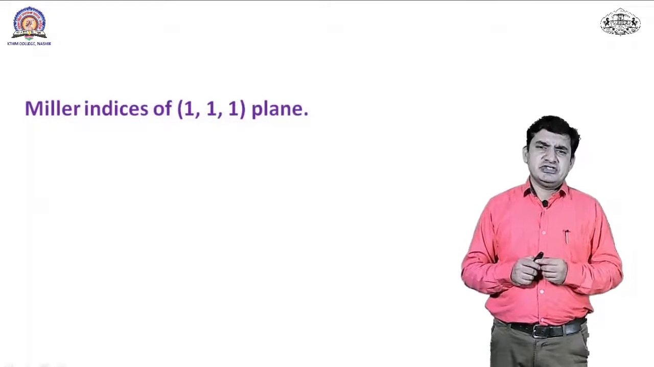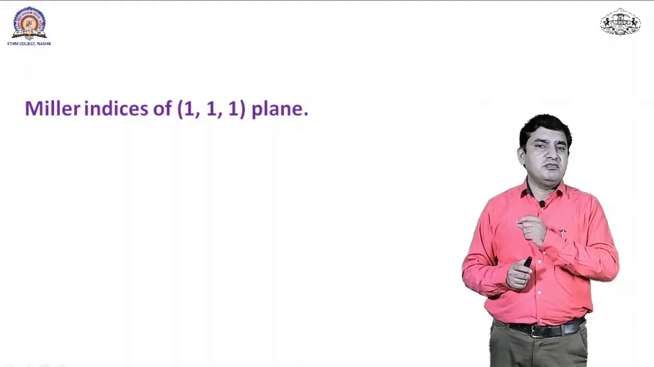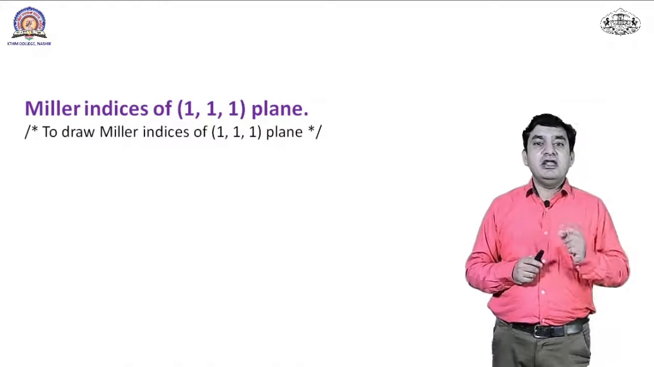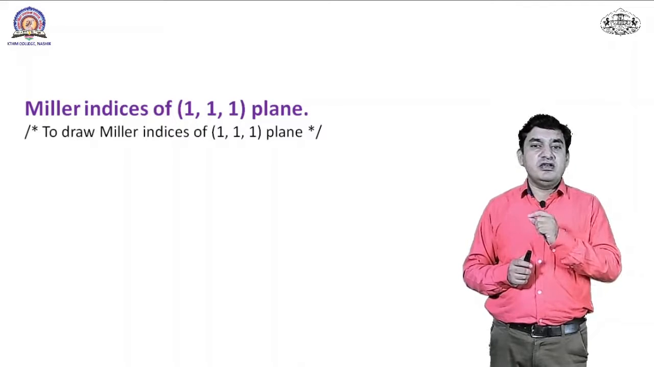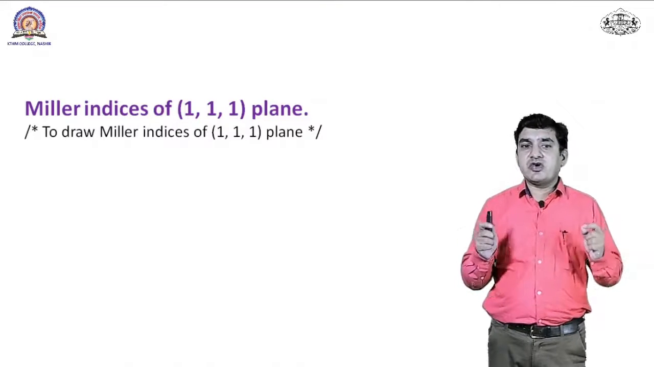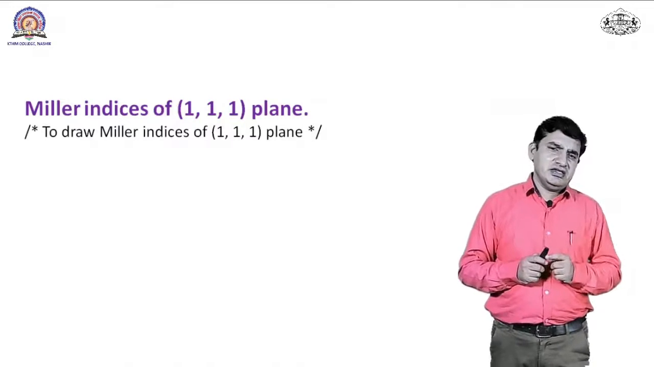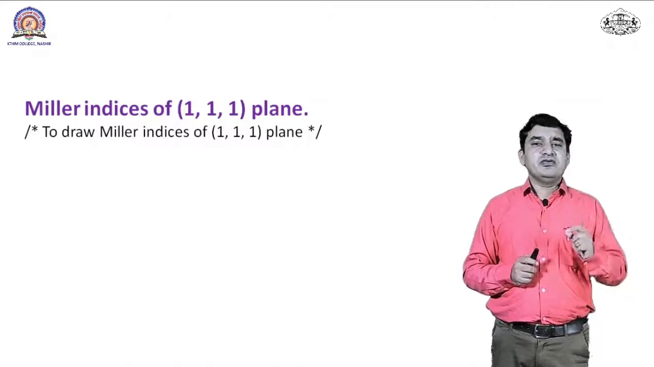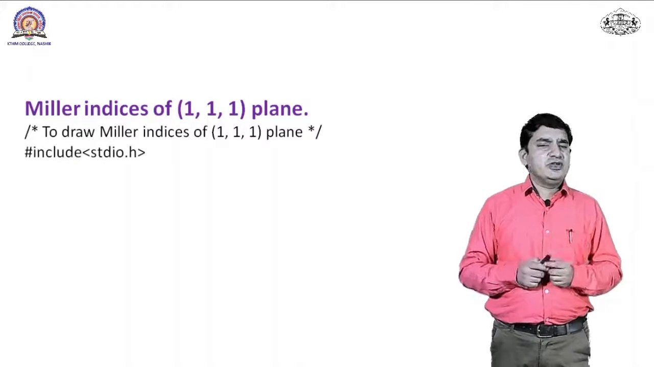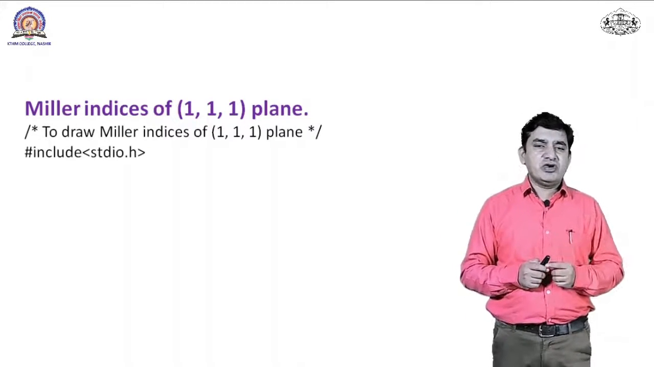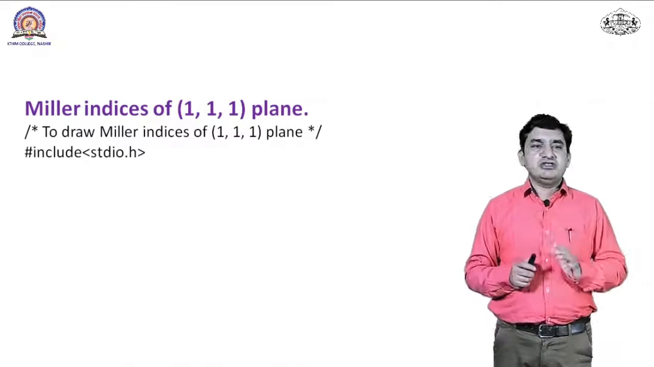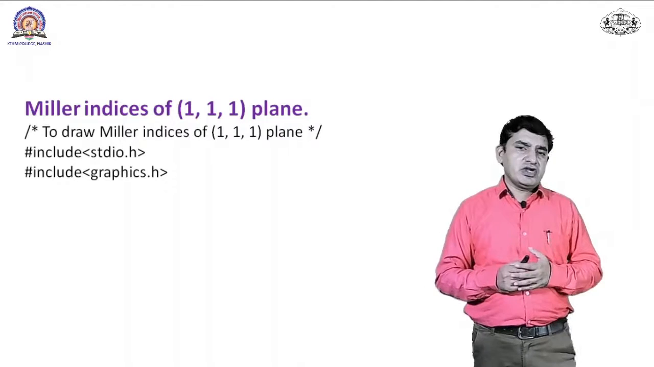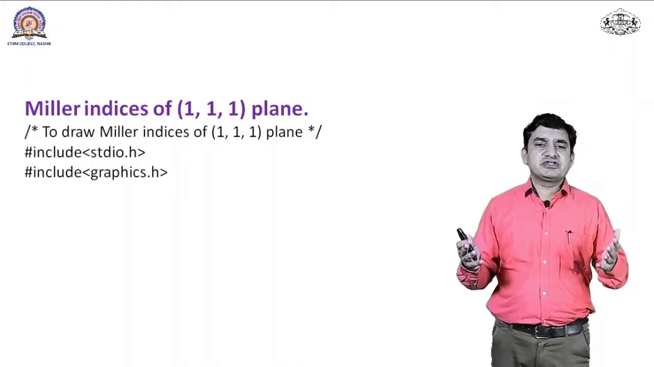So, Miller indices of 1 plane. Program to draw Miller indices of 1 plane. This is a comment line. This line is not executed during execution of the program. Then #include is a preprocessor directive, stdio.h is standard input output, .h is a header file. Then #include graphics.h, we use graphics mode.